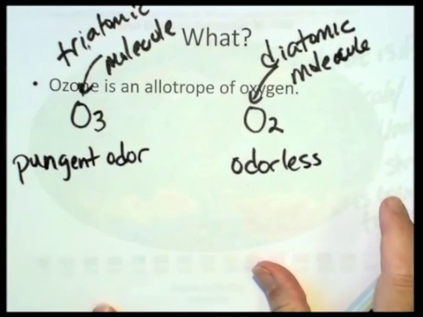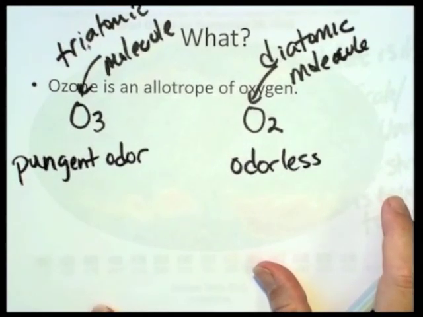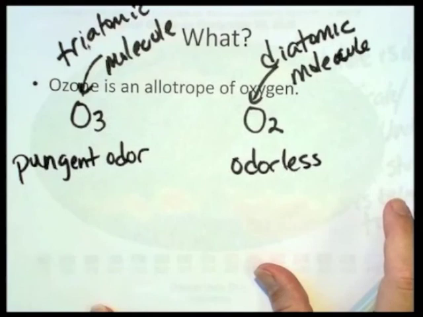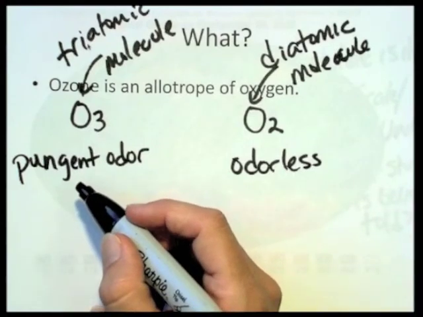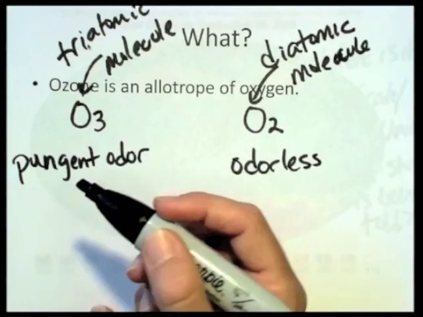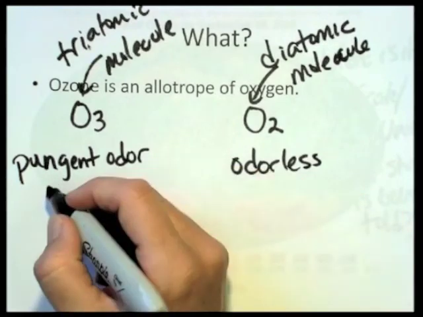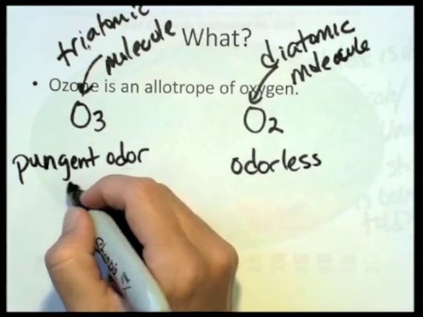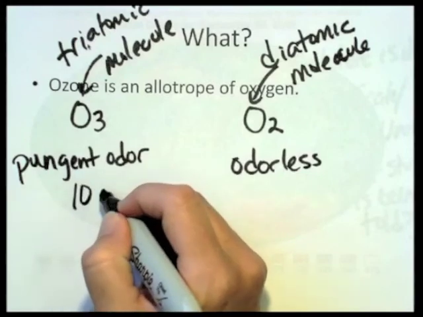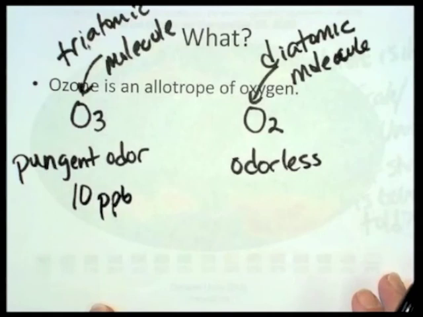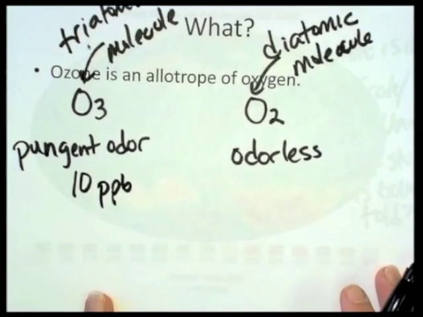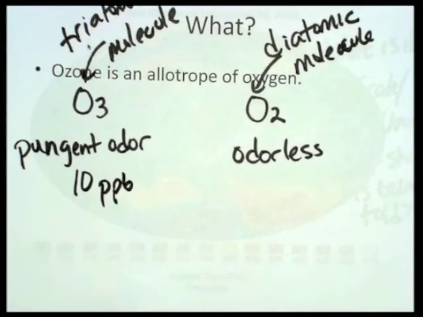If you've ever spent a lot of time around a laser printer, laser printers give off ozone, and it's that kind of sharp odor that's associated with a lot of printing. And the human nose can detect the presence of ozone at a level of 10 parts per billion. That's very, very low concentration, but our nose sensors are that sensitive to the smell of ozone.